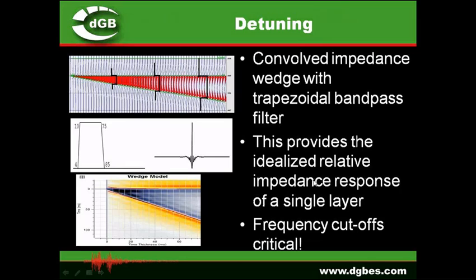We take a standard impedance wedge. Again, not a reflectivity wedge, but an impedance wedge. We convolve that with a bandpass filter representing the frequencies that are actually available in your colored inversion volume, colored impedance volume. So here we have the corner frequencies for a typical experiment: 4, 10, 75, 85.